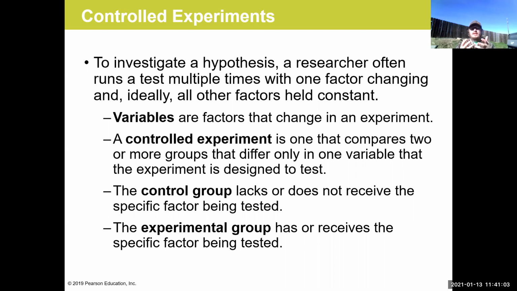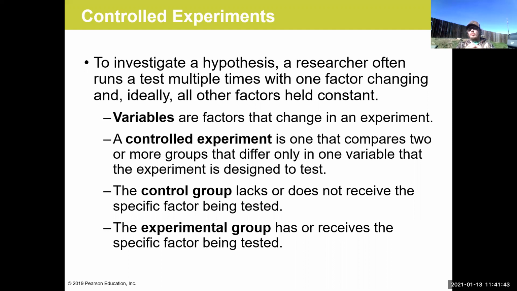Whenever you investigate a hypothesis, you oftentimes will perform an experiment to test whether or not your hypothesis is supported or not supported. So there are variables within that experiment that are going to allow you to determine support for your hypothesis. So the variables are the factors that are being changed in an experiment. And you can have a couple of different variables within an experiment.